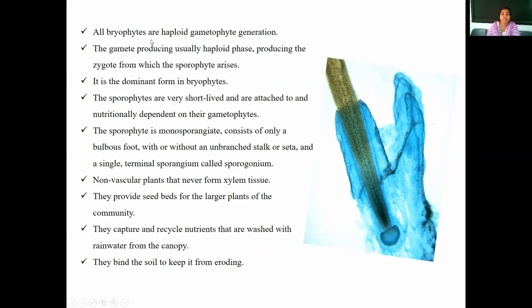All bryophytes have a dominant haploid gametophytic generation. The starting point, the male thallus as well as the female gametophyte, is haploid, having a single set of chromosomes. The gametes are produced in the haploid phase, producing the zygote from which the sporophyte arises. The male gametophyte produces sperm cells. The female gametophyte already has the egg cell, which receives the sperm cell from the male gametophyte.